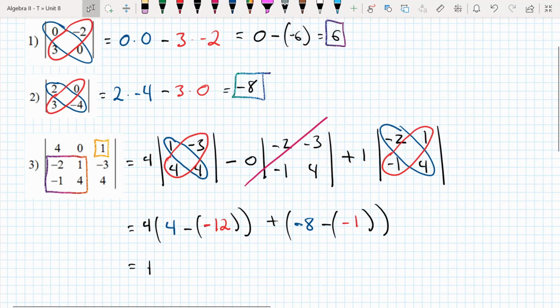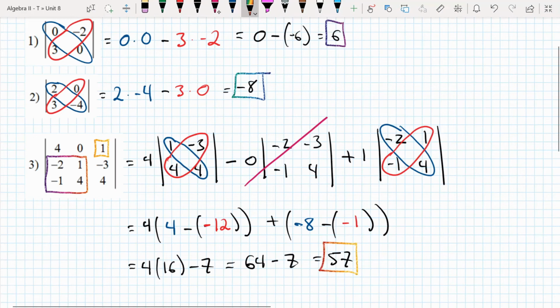So this becomes 4 times 16 plus negative 7, so minus 7. So 4 times 16, that's 40 plus 24 is 64, minus 7, and that is equal to 57. And that's our answer for this one.